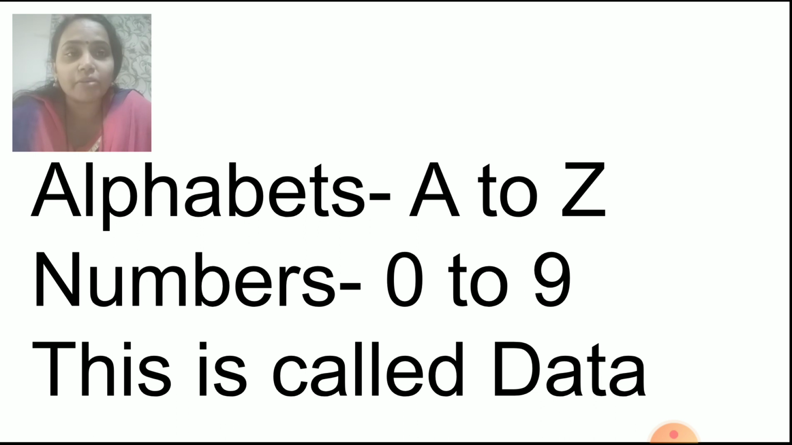Now see, alphabets A to Z, numbers 0 to 9. These are letters, numbers, these are all called data. What is data? Numbers, letters, instructions which we give to the computer are called data. Okay, children, understood what is data?